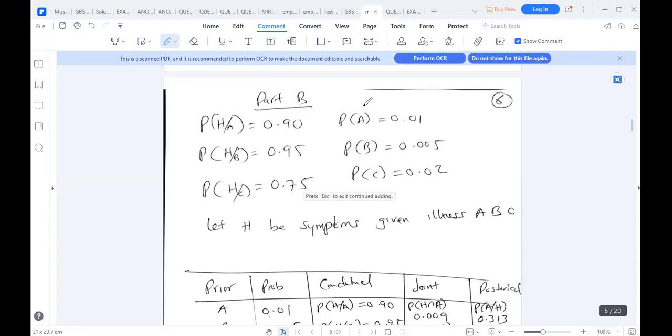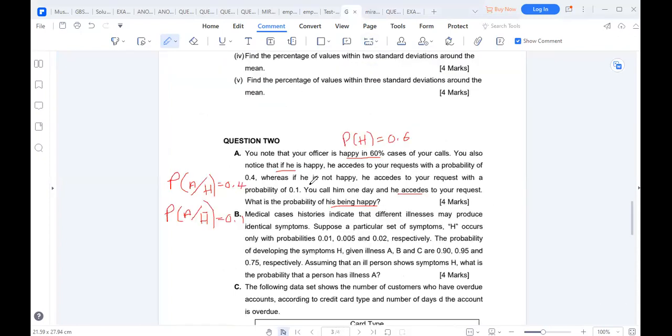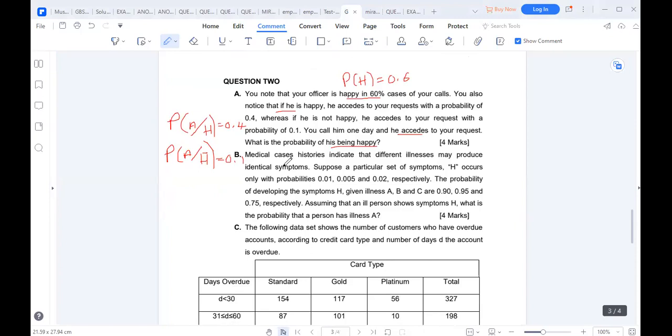Okay. Then we go to the next question. We're given that medical cases indicate that different cases may produce identical symptoms. So we've been given the probabilities of A, B, and C as 0.01, 0.05, 0.002 respectively. The probability of developing symptoms given illness, so H given A, H given B, H given C, are 0.9, 0.95, and 0.75.